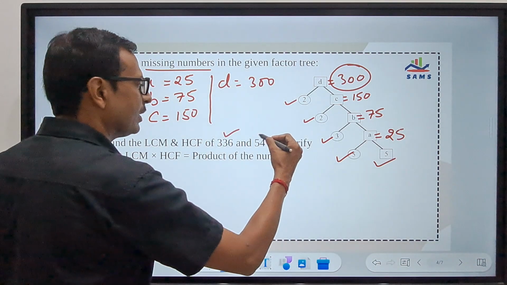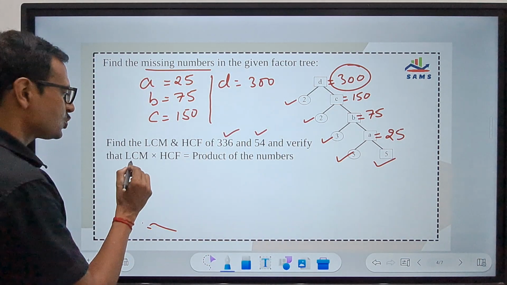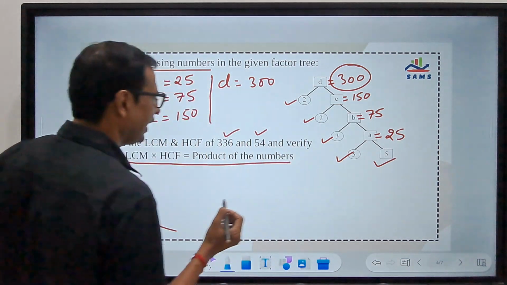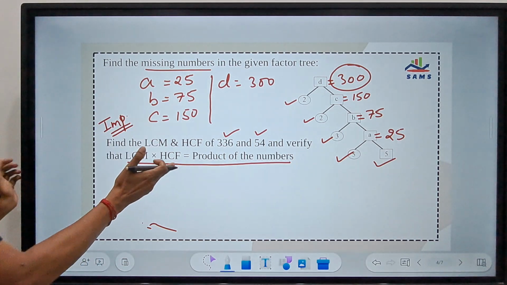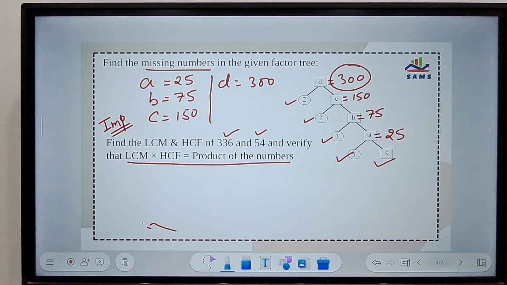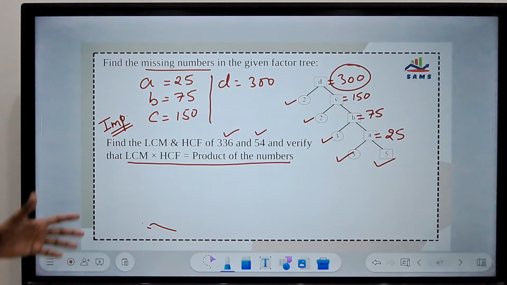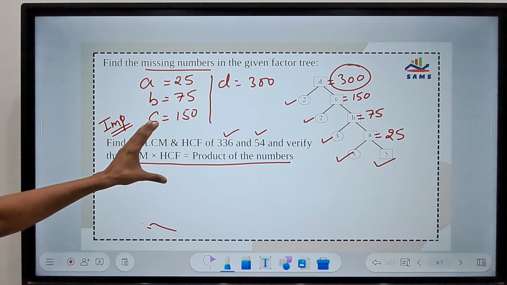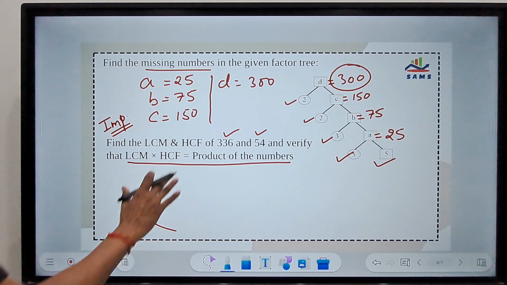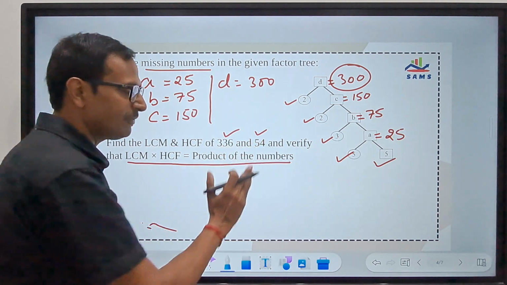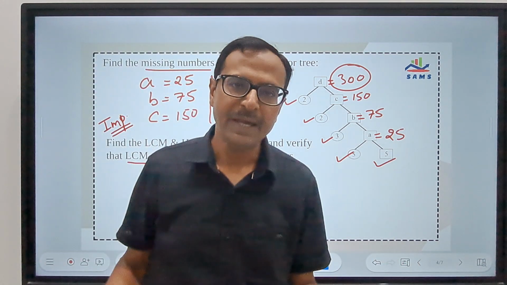Whenever you are given two numbers and you are asked to verify this, I tell you this is one of the most important questions which can be asked in board exams, and no quantitative aptitude exam will be without such questions. Every exam will ask you questions based on LCM and HCF. So the first thing is how to find the LCM and HCF using the fundamental theorem of arithmetic.